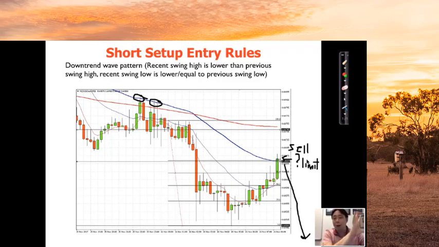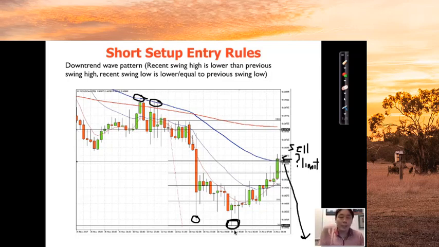Does it have a clear downtrend wave pattern? Well, let's check. Where is the recent swing low? The answer is there. That's a recent swing low, right? Where's the previous swing low? Well, that's the previous swing low. So the recent swing low is lower than the previous swing low.